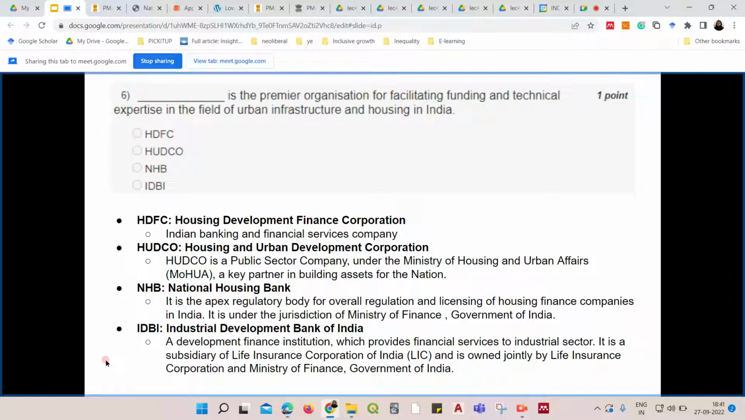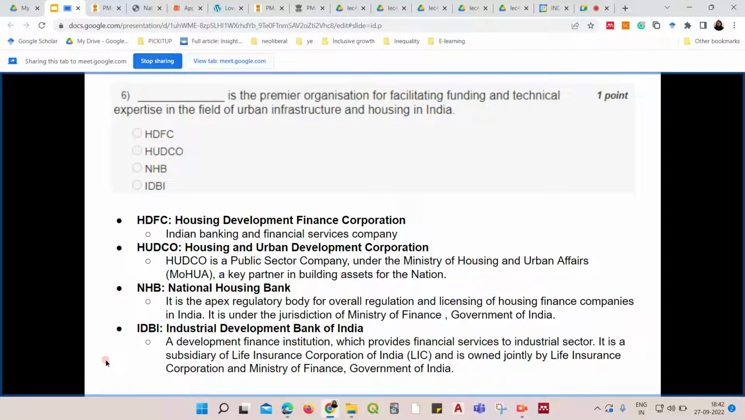So first is HDFC, which is Housing Development Finance Corporation. It is basically an Indian banking and financial services company. Next is HUDCO, which is Housing and Urban Development Corporation. HUDCO is a public sector company, and it comes under the Ministry of Housing and Urban Affairs. It is a key partner of the Ministry of Housing and Urban Affairs, and it helps the Ministry in several different projects. What it says on its website is that it's a key partner in building assets for the nation.